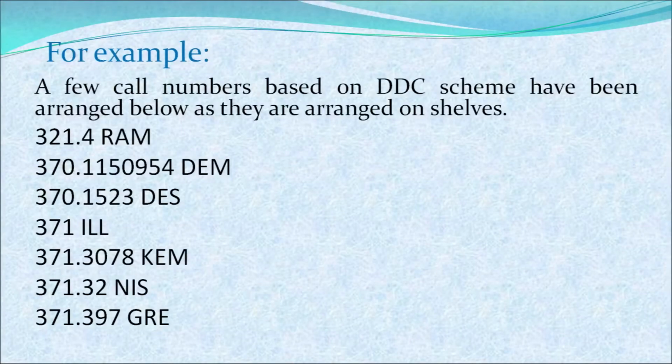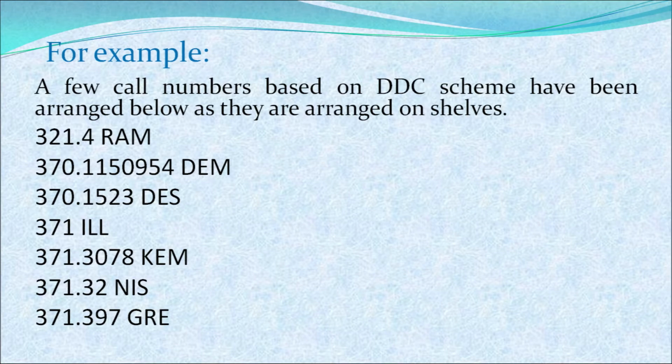Examples for this are taken from the DDC scheme, where we have arranged these numbers on the shelves, like 321.4, which is a class number from political science, and then RAM is the author of the book, which we are using as a book number. On the whole, it becomes a call number.